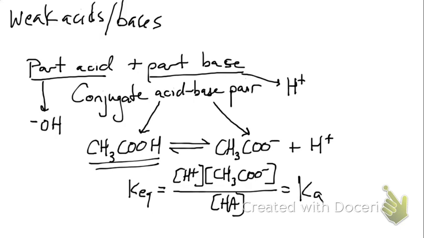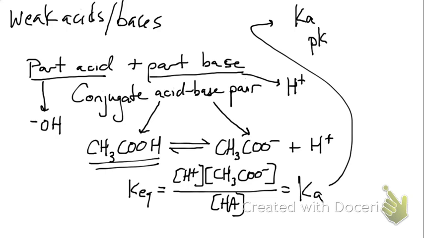And so we can take our Ka, and if we want to find pKa, all we have to do is the negative log of that Ka. And that's known as pKa. Now pKa is important. The lower the pKa, the higher tendency it is to dissociate its proton. And so this is how we compare different weak acids, is using the pKa.